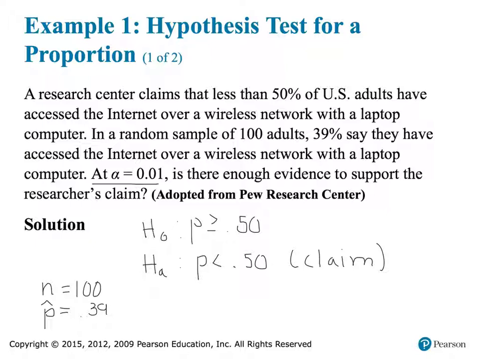So are our np and our nq at least 5? So n is 100. If I multiply it by p, the 0.50 claimed, I get 50. That is at least 5. If p is 0.5, then q is 1 minus 0.5, which would also be 0.5, and therefore nq is also at least 5. So we verified that the normal distribution is an appropriate tool.